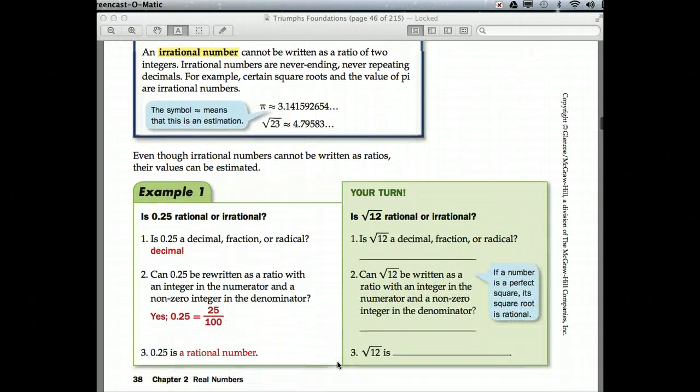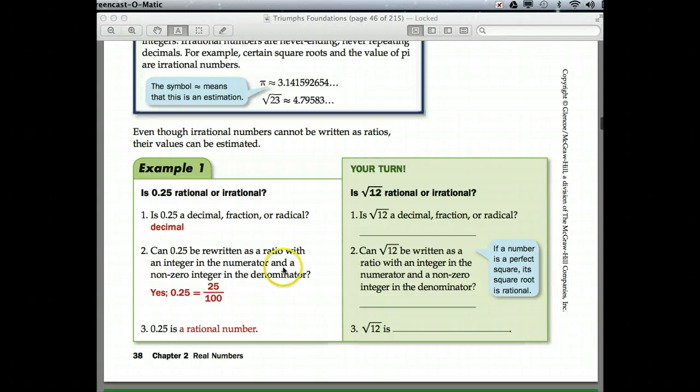So let's look at an example. What does this look like when we're actually doing this? Is 0.25 or 25/100ths rational or irrational? Well, it's a decimal that we could write as a fraction, right? 25/100ths. So it's a decimal, and since it can be written as 25/100ths, it is a rational number. Okay, so I want you to pause the video for a minute and fill out these three blanks, and then I'll be back in just a second to discuss the answers with you.